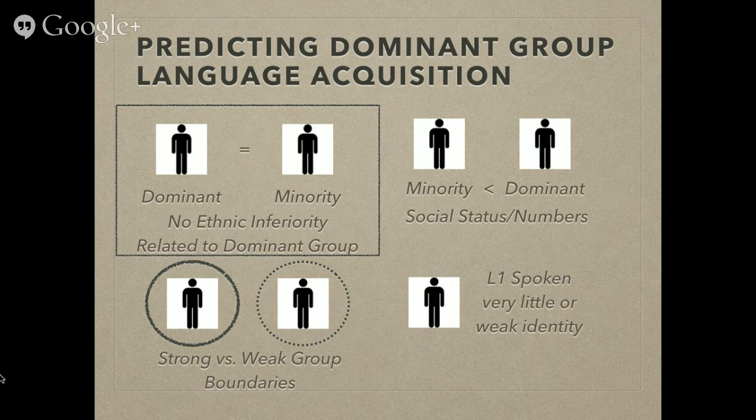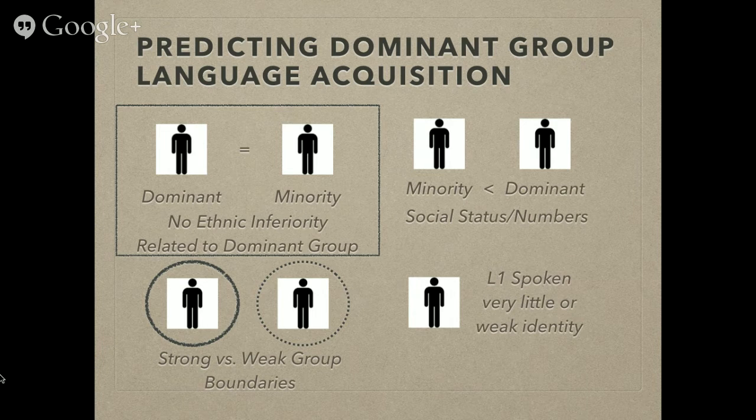And then we have this. So you have this sad little stick man here, where it says the L1 is spoken very little or they have a weak identity. So if they're at home and their L1 is spoken very little with them, they're going to be pushed more. In order to actually communicate, they have to learn the dominant language, essentially. So they're going to probably become more proficient in the dominant language.